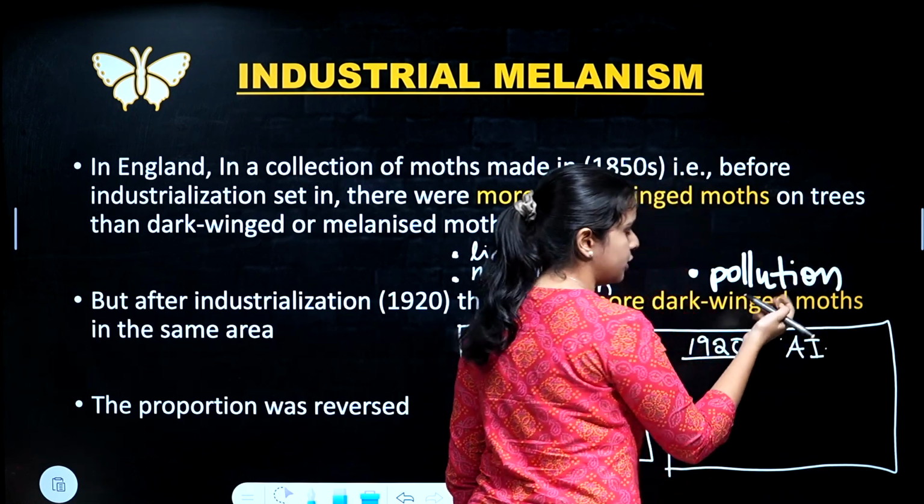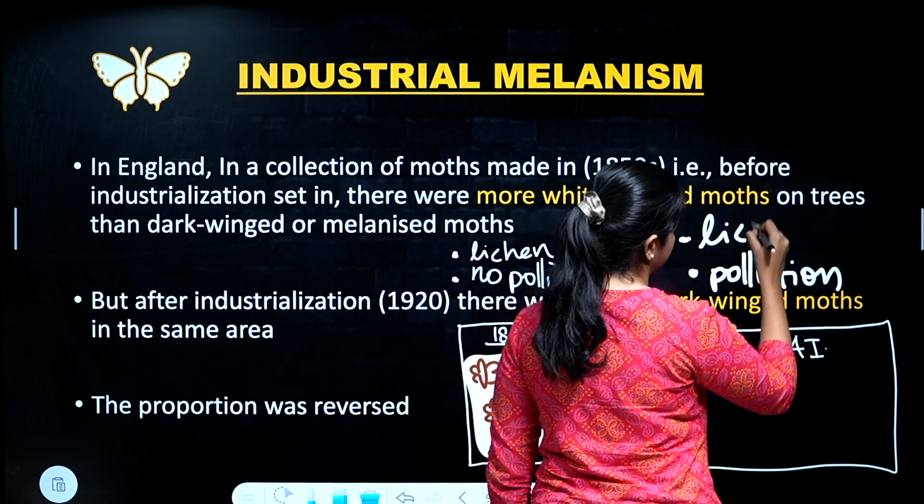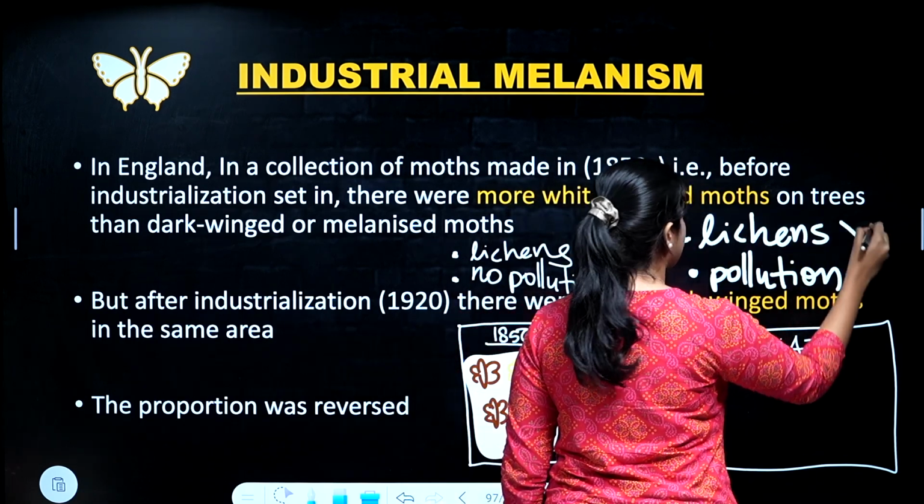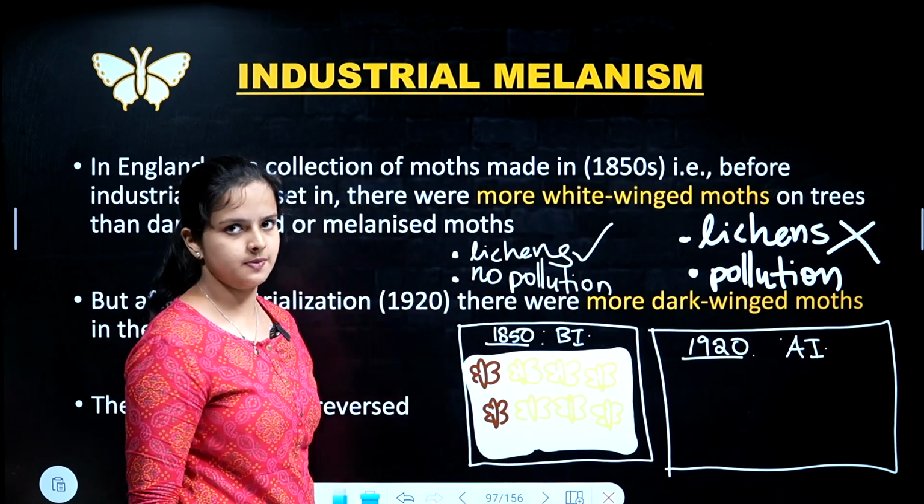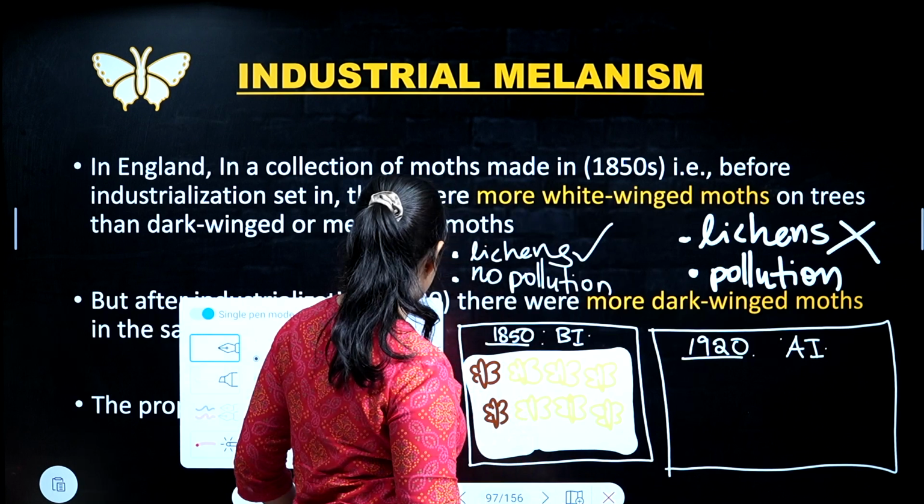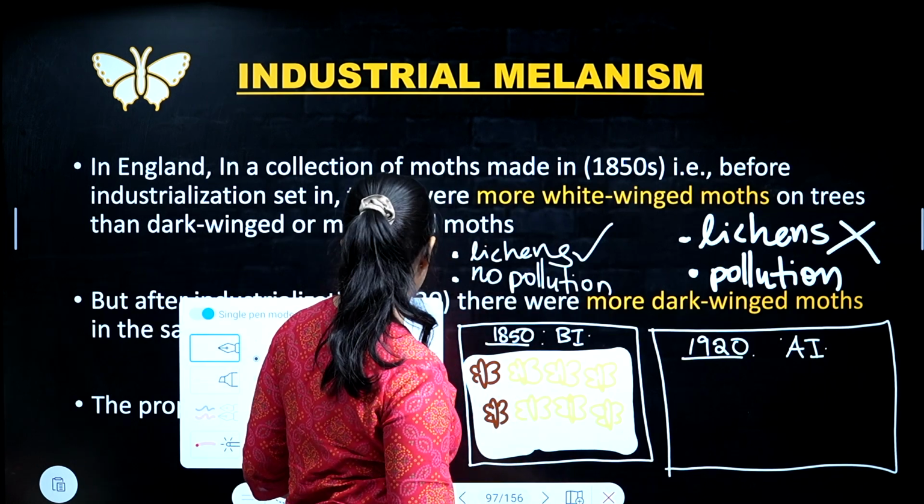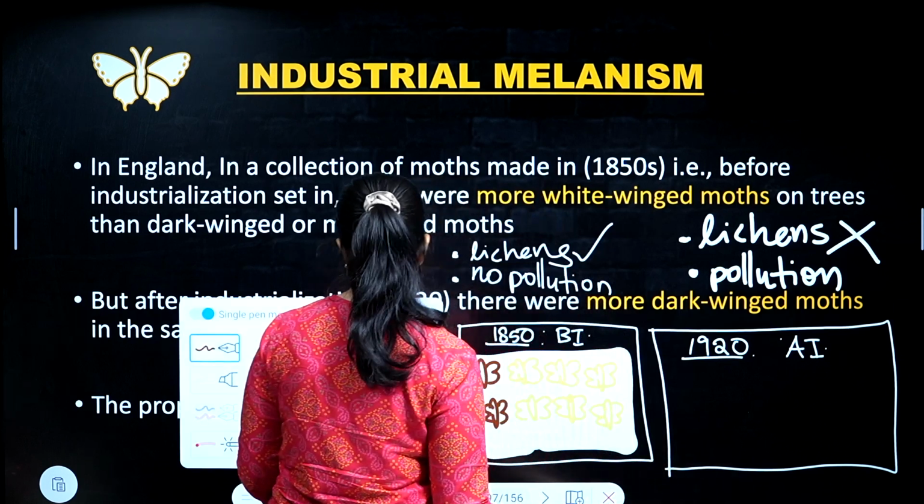And as there was pollution, would lichens be present? Of course, lichens were not there. Lichens were absent because lichens won't thrive in polluted areas. And because of the absence of lichens, the background was completely dark, because there was no lichen, so it was just the tree bark that you're seeing.